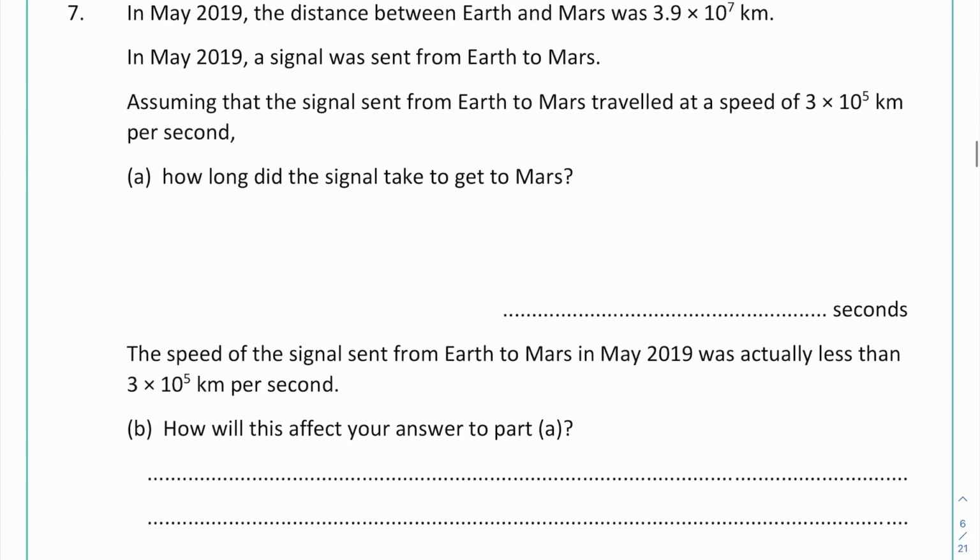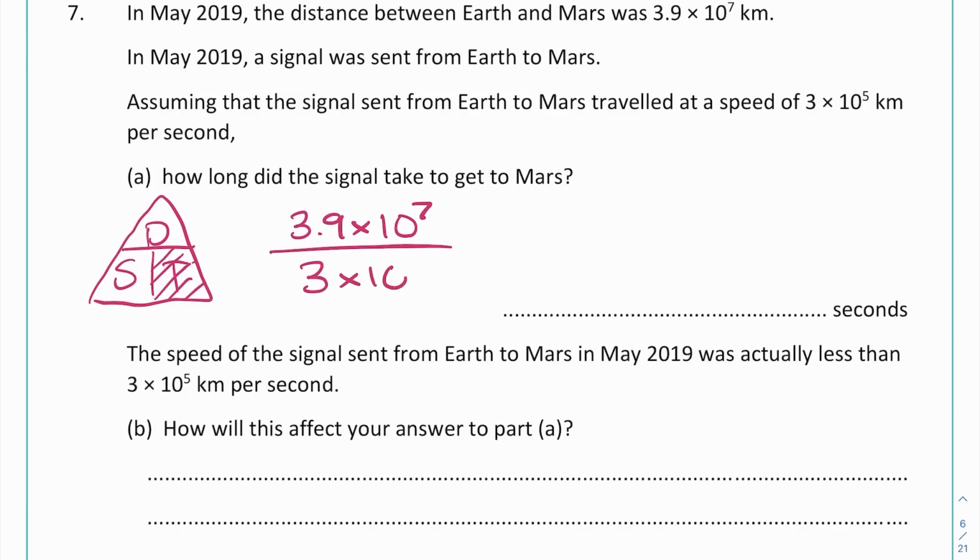Question 7. Okay, so in this question it's told us the distance between Earth and Mars was 3.9 times 10 to the 7, and in May the signal was sent from Earth to Mars. Assuming that the signal travelled at a speed of 3 times 10 to the 5 kilometres per second, how long did the signal take to get to Mars? Well, our formula for speed, distance, time is speed is equal to distance divided by time. If using a formula triangle, to work out the time, which is how long it would take, we'd want to do distance divided by speed. So we want to do 3.9 times 10 to the power of 7 and divide that by 3 times 10 to the power of 5.